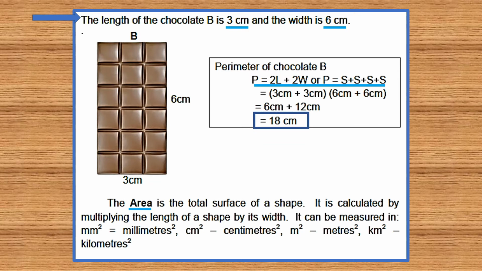The area is the total surface of a shape. It is calculated by multiplying the length of a shape by its width. It can be measured in millimeters, squared millimeters, squared centimeters, squared meters, and then squared kilometers.